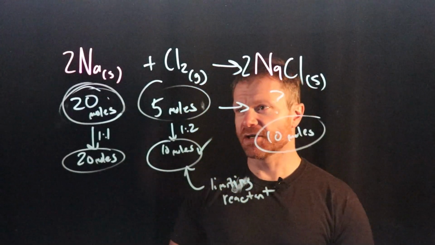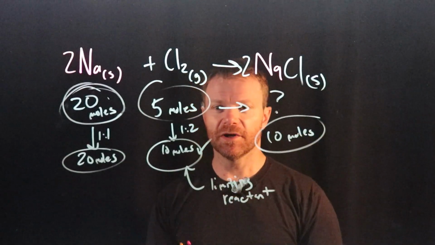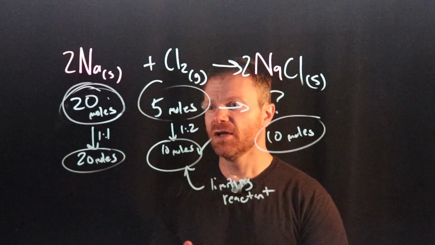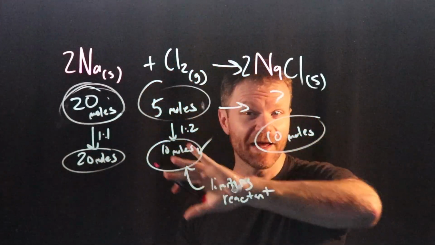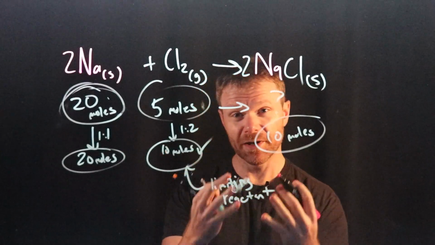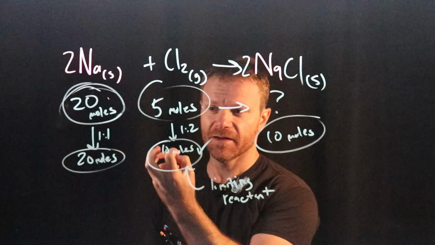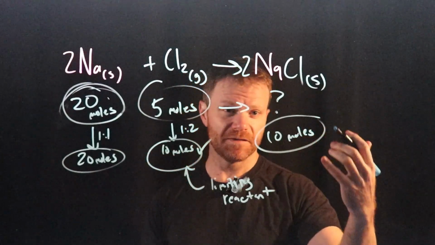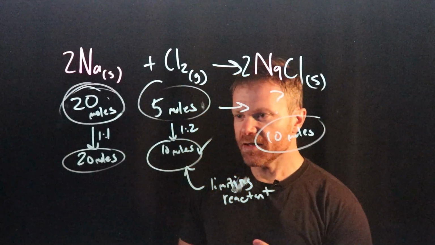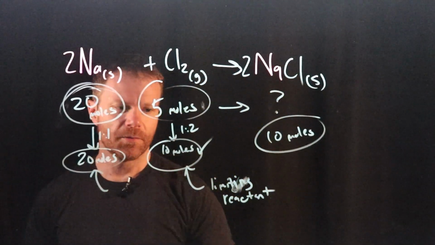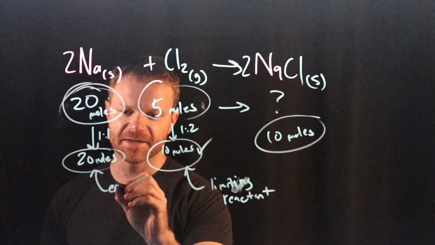And so if you did this reaction, if you took 20 moles of sodium metal and you reacted it with 5 moles of chlorine gas, at the end of the reaction, there would be no chlorine gas left because we used it all up. It's our limiting reactant. And there would be about 10 moles of sodium left unreacted in its pure metallic form. We'd also have 10 moles of sodium chloride that we created. Our sodium, the reactant that's not the limiting reactant that you have extra of, we call that the excess reactant.